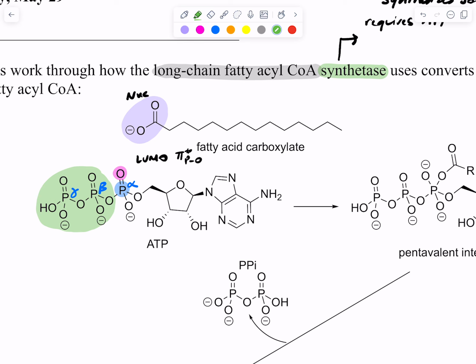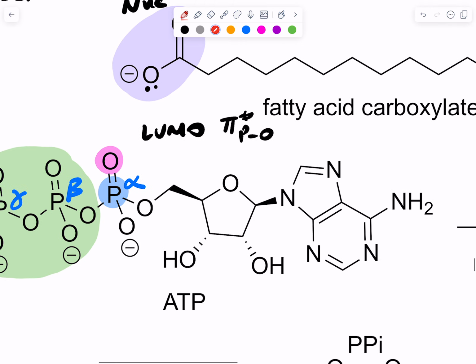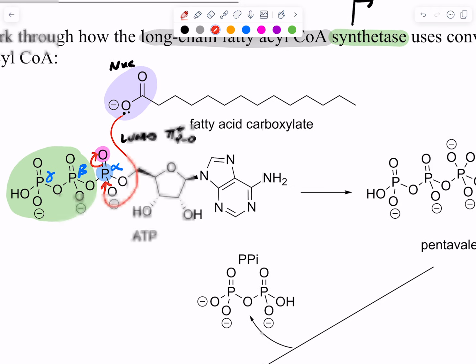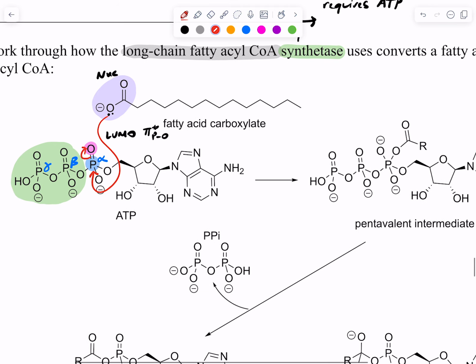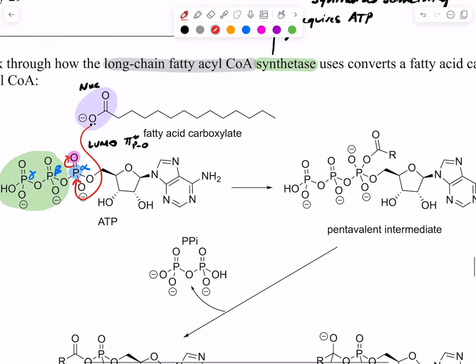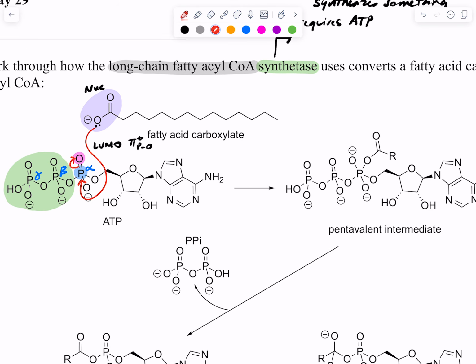So what we'll see here is just what you would expect for a nucleophile attacking ATP. The only new thing is we're going to attack the alpha phosphoryl group rather than the gamma phosphoryl group. So attack the phosphorus, electrons kick up, breaking the phosphorus oxygen pi bond, and then you get this pentavalent intermediate that you've seen before in other contexts.